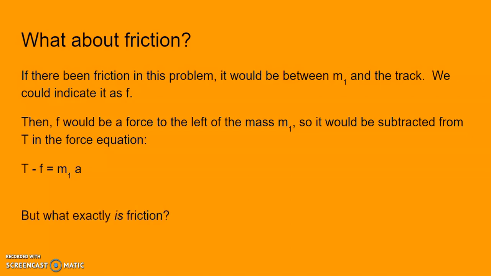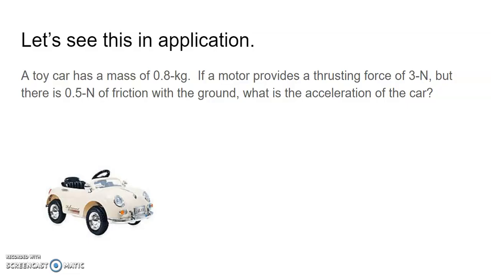Now, what exactly is friction? Well, friction is an electrostatic force of attraction between two bodies that generally are in contact with each other. There are ways to quantify it. Usually we just measure it. Let's see how we put this into action in another problem.